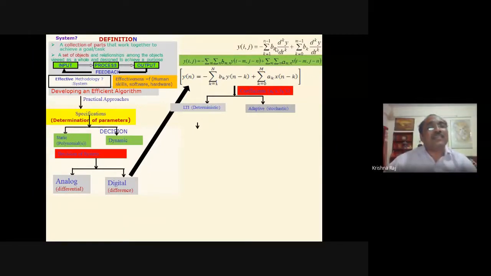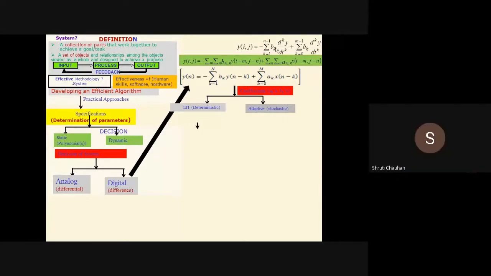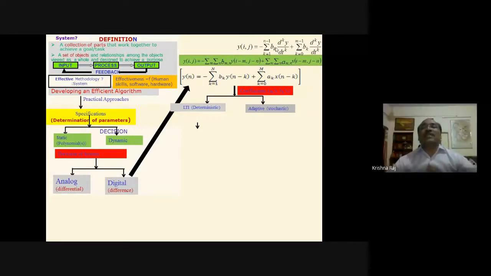But what is the physical significance of this? Because we are discussing the system now. When we say these coefficients are constant, what is the meaning of this? Deterministic and not deterministic, that is the type of the LTI. LTI is also known as deterministic here, as we have mentioned.